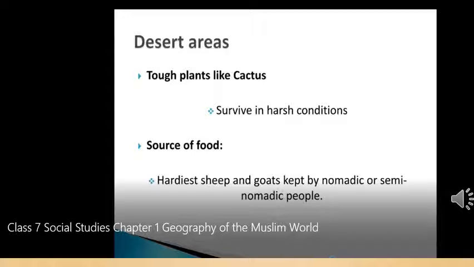So it's very simple to understand: those people who move from place to place with their herds and flocks in search of food are called nomadic people, and those who move less than nomadic people are called semi-nomadic people. So from these tough plants, people find a source of food in the desert areas. Okay, now let's come to the next slide.